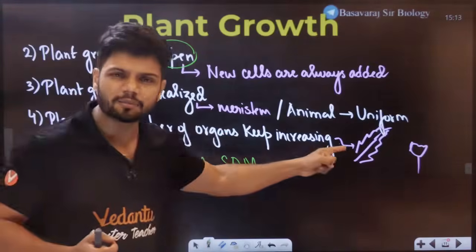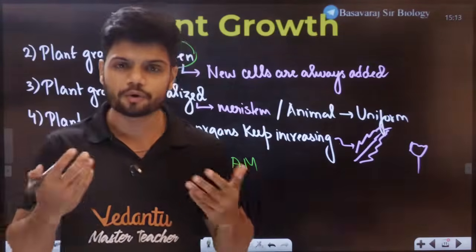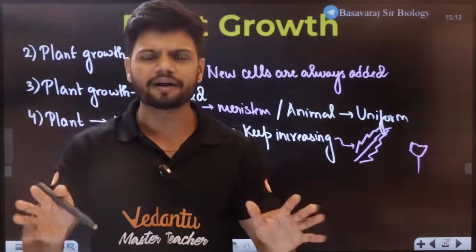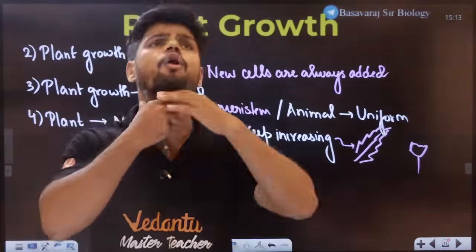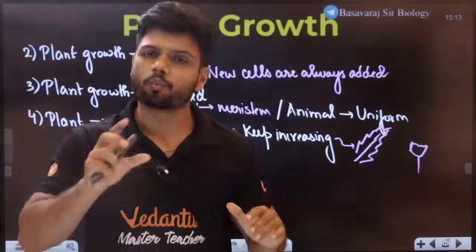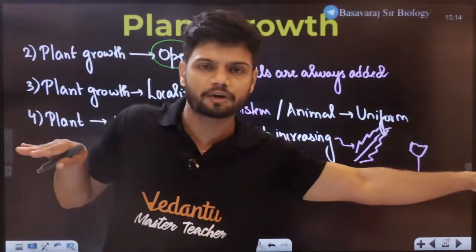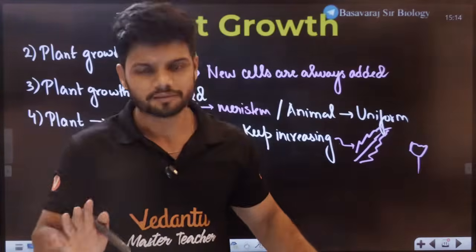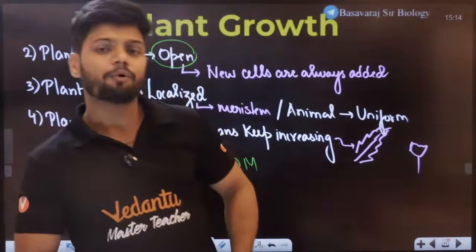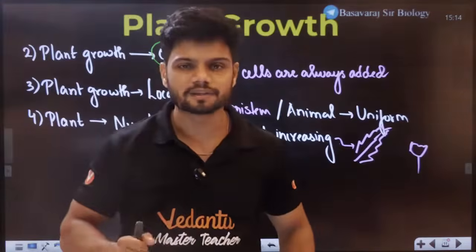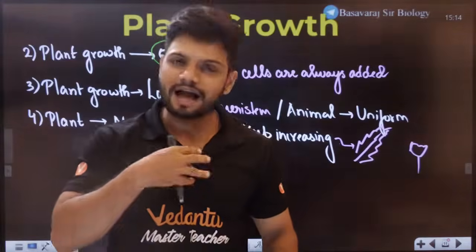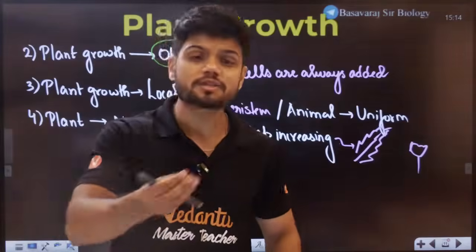But in the case of animals, growth is uniform. You will never find a human with a long neck. You will never find one human with one long arm and one short arm unless it is a disorder. Generally, you will not find एक पैर बहुत लंबा है, एक पैर बहुत छोटा है. You cannot find that. In animals and humans, the growth is uniform.